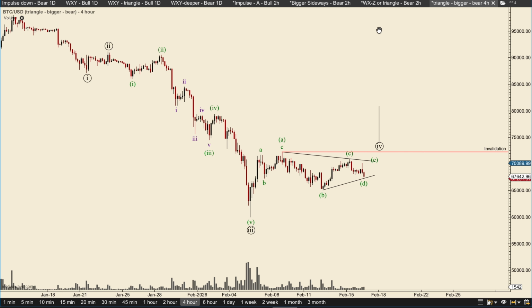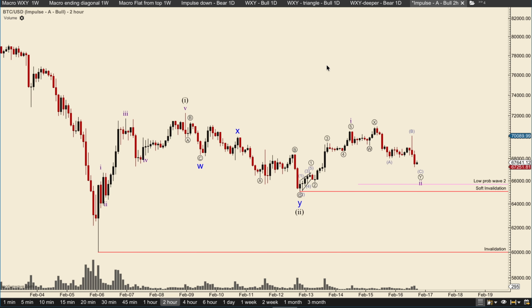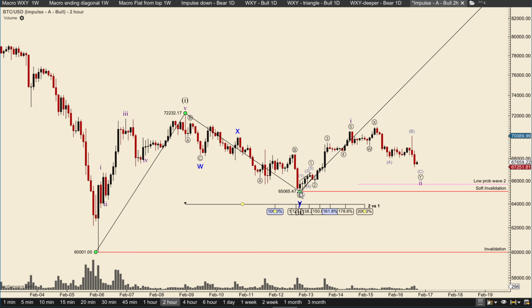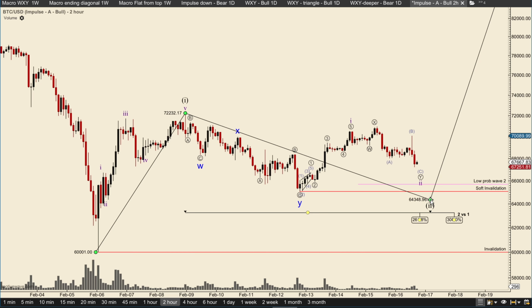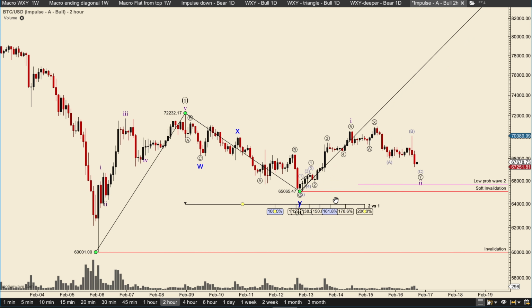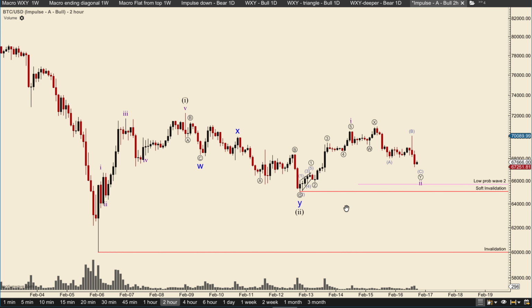So if we take a look at the impulse, if we start with that, it is perfectly fine except that we are breaching some channels here. But other than that, the only invalidation is taking out this low, and the soft invalidation is here because you don't really want to take out this because then you are basically stretching out in time. So wave 2 is becoming, I would say it's a fair chance that wave 2 becomes over 3 fib time. It's not impossible, but it's just lowest probability.